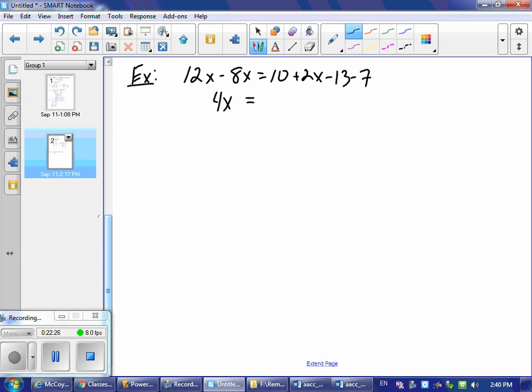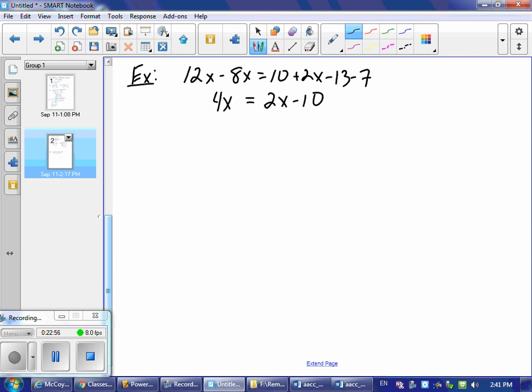On the right-hand side, I have only one thing that has an x in it, so I'm going to write that first. You don't have to, but I am. And then I'm going to combine all the constants. So I've got 10, a minus 13, and a minus 7. So if I start at 10, and then I go back to the left 13, that's going to put me at negative 3. And then if I go back another 7 to the left from negative 3, I'm going to be at minus 10.